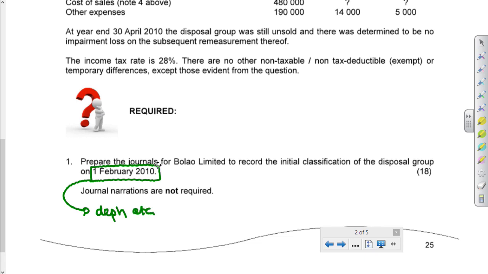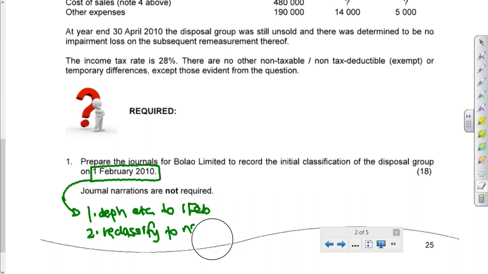depreciation, etc., to 1 Feb. Then step 2, let me put the steps down. Step 2, reclassify to non-current assets held for sale. And then, or in this case, it's a disposal group, isn't it? So reclassify to disposal group. And then step 3 is to remeasure.